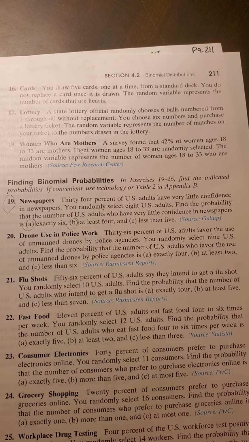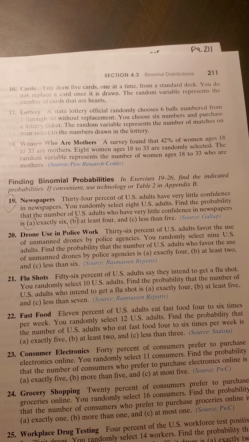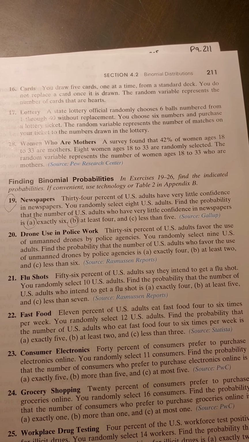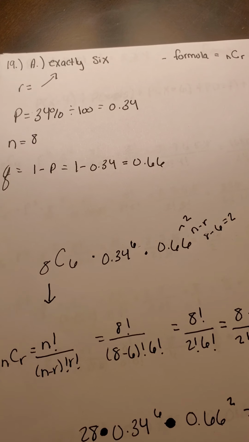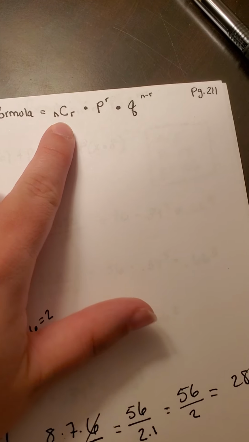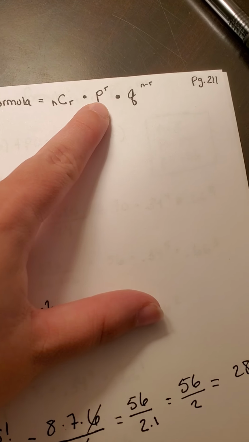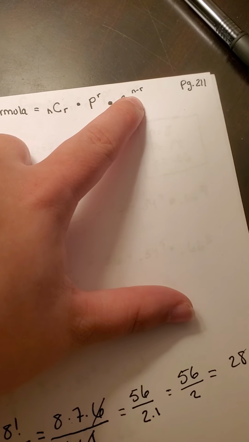For number 19, we're going to be doing A and B. We're going to be finding the indicated probabilities of exactly 6 and at least 4 out of the 34% of U.S. adults, and 8 randomly selected. To find exactly 6, we're going to be using this formula right here. We're going to use the combination of n and r times p with an exponent of r times q with an exponent of n minus r.